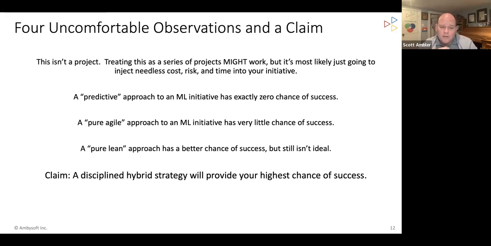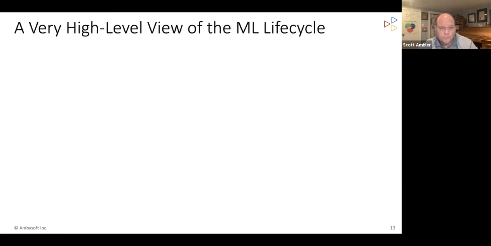So my claim here, and like I said, I'm going to justify this, is that a disciplined hybrid strategy will provide your highest chance of success. The Disciplined Agile Toolkit is a hybrid. It's misnamed in many ways. It started Agile, but it really is a hybrid. And understand going in that, as I said earlier, AI initiatives tend to have a low success rate, and some of it is because teams make some of these mistakes that are implied on this slide.